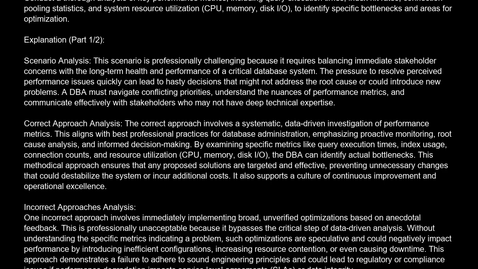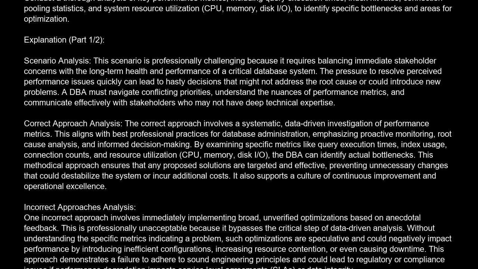The correct approach involves a systematic, data-driven investigation of performance metrics. This aligns with best professional practices for database administration, emphasizing proactive monitoring, root cause analysis, and informed decision-making. By examining specific metrics like query execution times, index usage, connection counts, and resource utilization (CPU, memory, disk I/O), the DBA can identify actual bottlenecks. This methodical approach ensures that any proposed solutions are targeted and effective, preventing unnecessary changes that could destabilize the system or incur additional costs. It also supports a culture of continuous improvement and operational excellence.